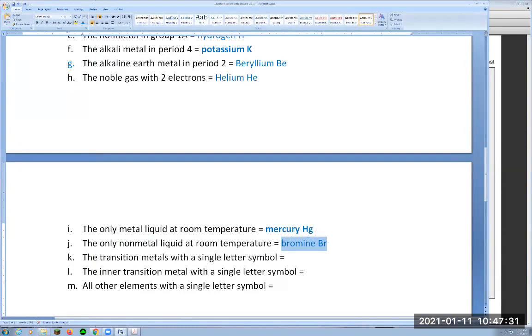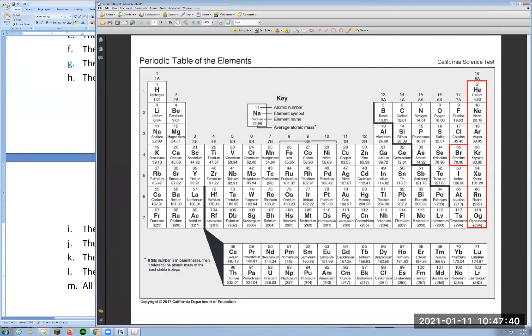Transition metals with a single letter symbol. Okay, we need to define what transition metals are. Transition metals are those found in the B groups. So it's all of these. What I have in red here is all the metals in the B group.